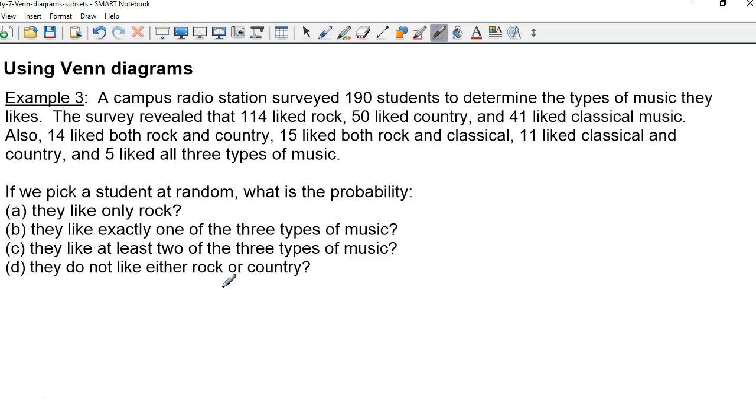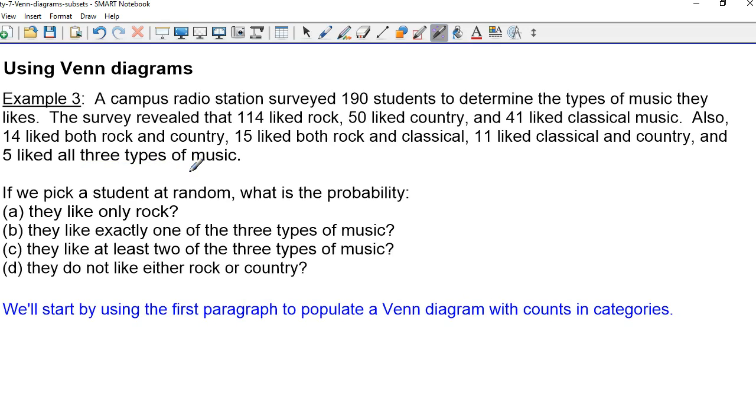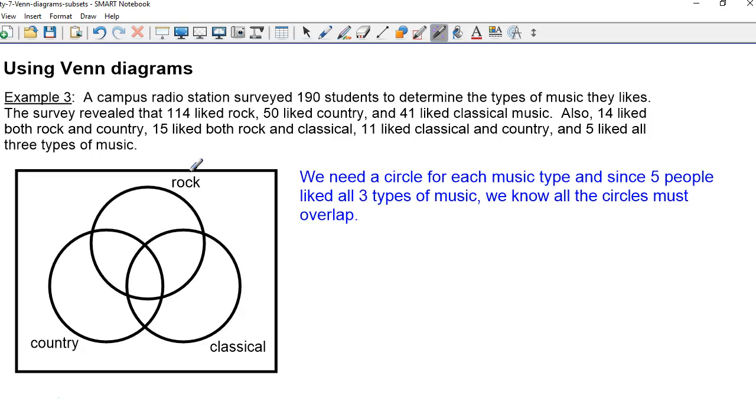So when we have a lot of information like this, where we have counts and especially things that appear to be overlapped, like rock and classical or all three types of music, that's a clue that we should be using a Venn diagram to contain and organize this information. Okay, so in this case, we'll use the first paragraph here to generate the Venn diagram itself. So we'll need a circle for each type of music, and since 5 people liked all three, it looks like all the circles must mutually overlap in some way.